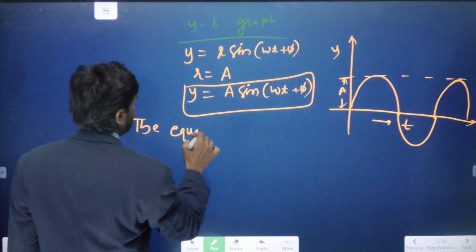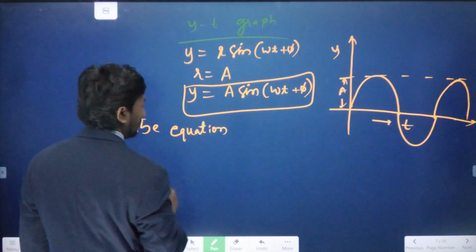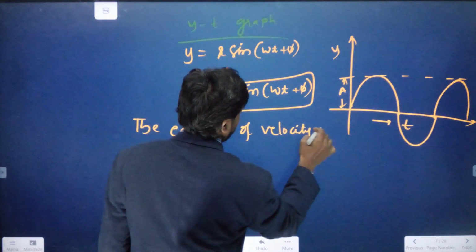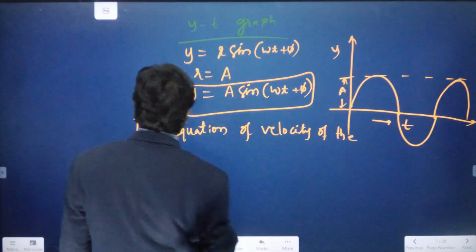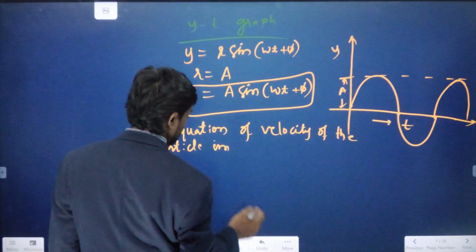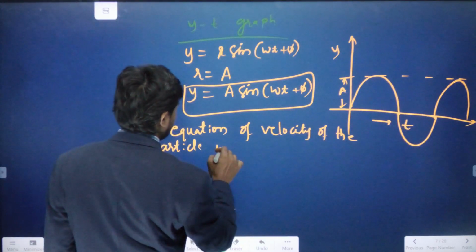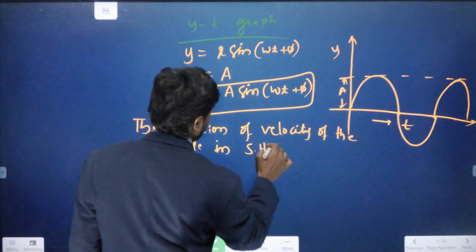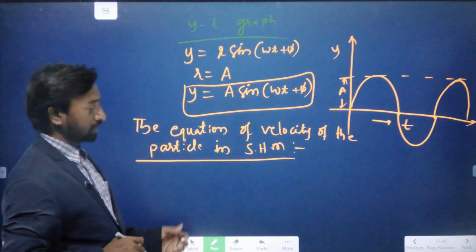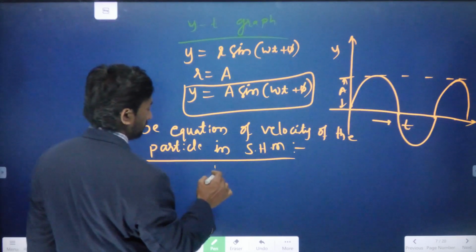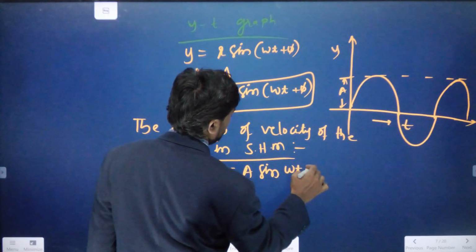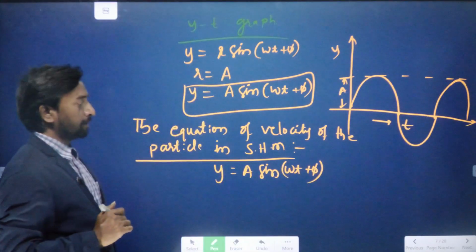The equation of velocity of the particle in simple harmonic motion. Velocity can be derived by using the equation y equals A into sine of omega t plus pi. From this equation we can derive it.